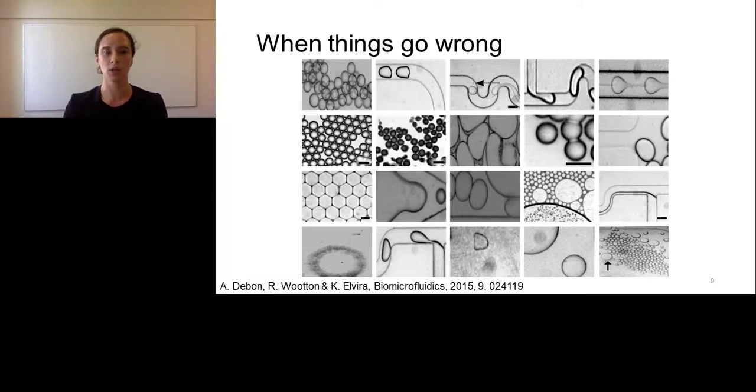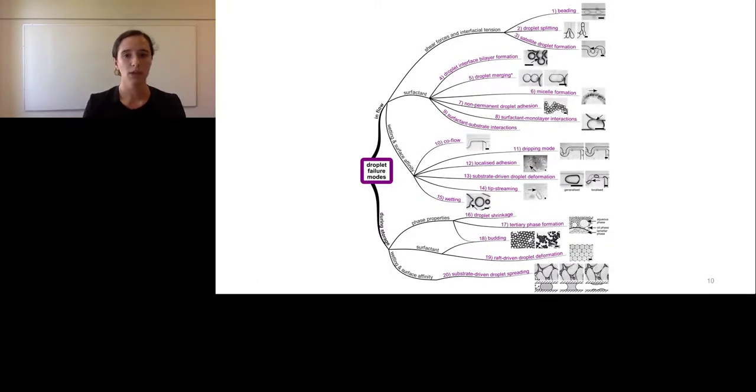And here are some representative images, and what you can see is that they don't look like those beautiful droplets that I was showing you on the previous slide. So what we did with that data is we said, okay, fine, we have identified a lot of different types of droplet failure modes that are commonly seen in microfluidic devices.